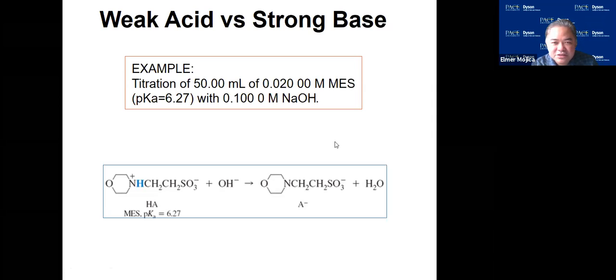Okay? So since the one that is strong is the base, you expect the pH to be greater than 7. If we're going to look at a specific example here, there's a titration of 50 ml of 0.02 molar MES, which has a pKa of 6.27, with 0.1 molar NaOH.